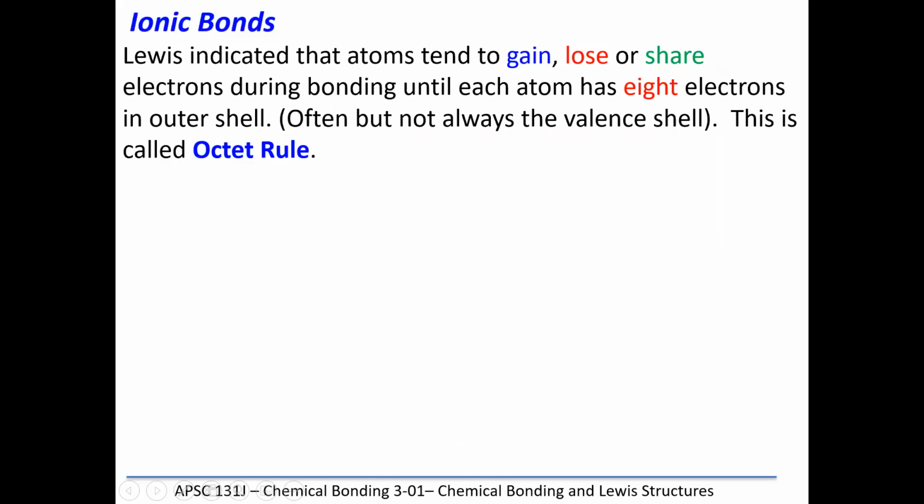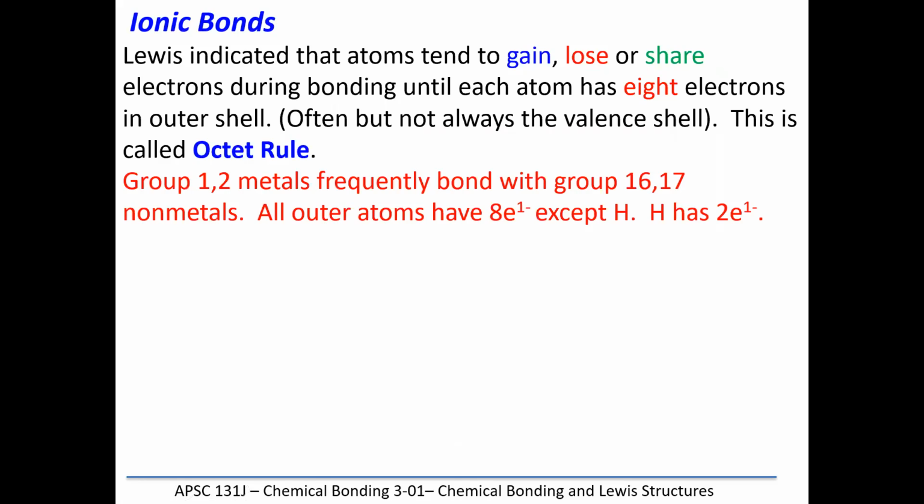So ionic bonds, which we'll talk about now, typically occur between a metal and a non-metal. They're bonds where one atom loses electrons, another atom gains an electron or electrons, and that's because they achieve a more stable arrangement when that happens. They acquire electron arrangements of the nearest noble gases, and by losing and gaining electrons, they can attain an octet, which means they have 8 electrons in the outermost energy level. So the group 1 and 2 metals frequently bond with group 16 and 17 nonmetals.